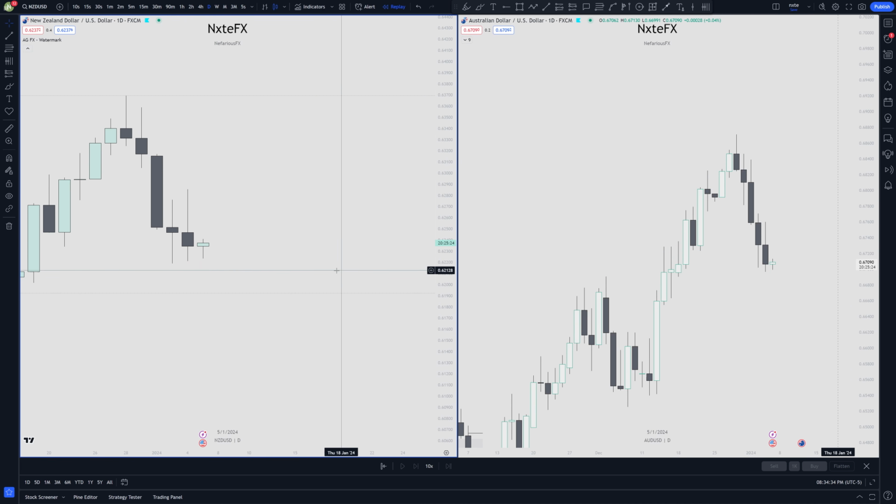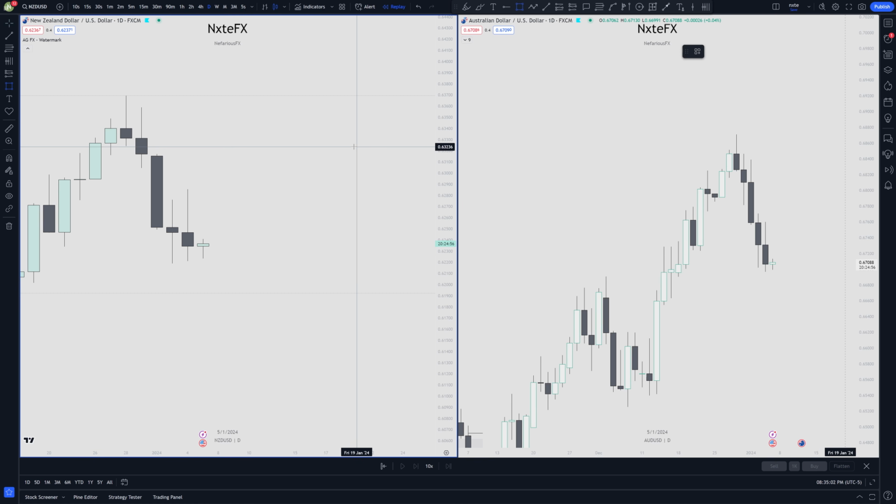Now, on a higher time frame level, it's still the same thing. You could use your SMT divergence for mitigation of PD arrays, so your fair value gaps, your order blocks, liquidity. Higher time frame fair value gaps are lower time frame liquidity. Keep that in mind too.